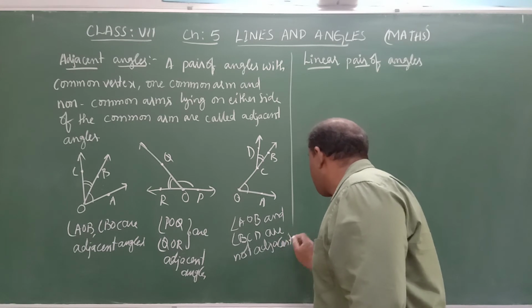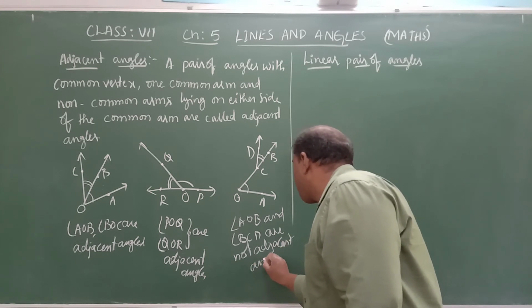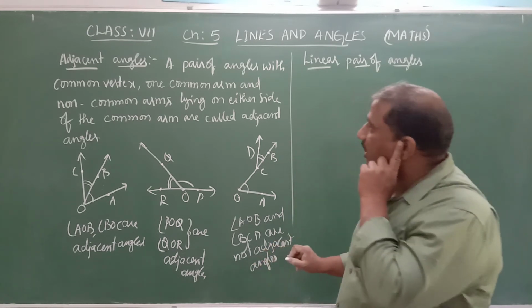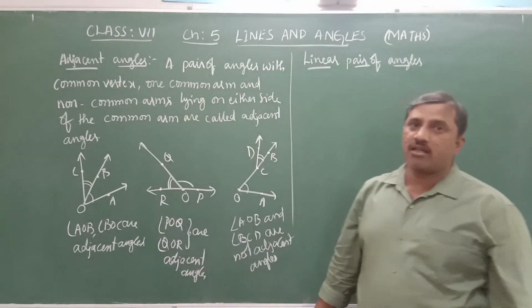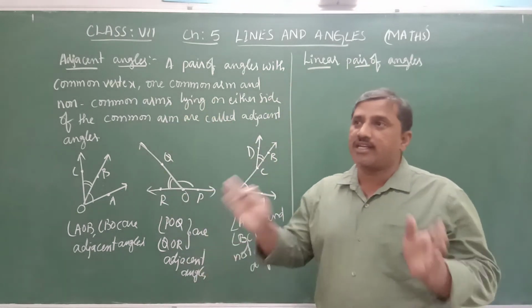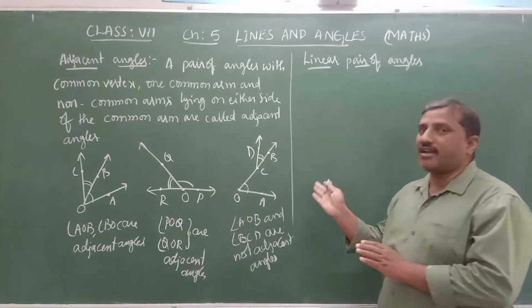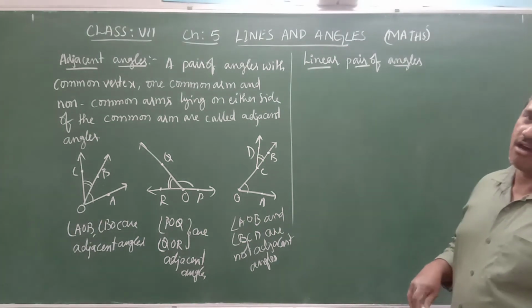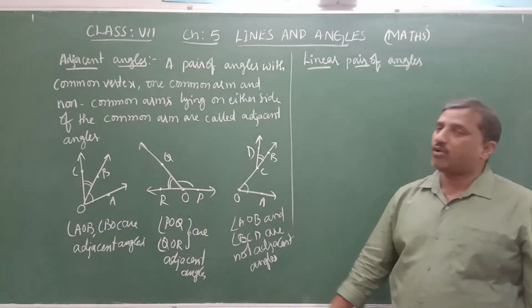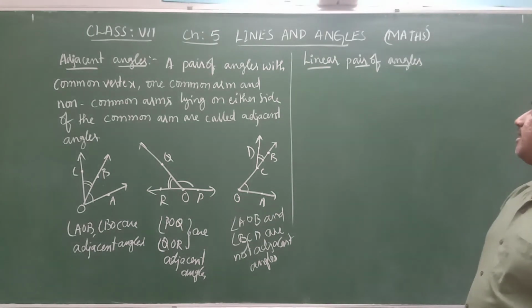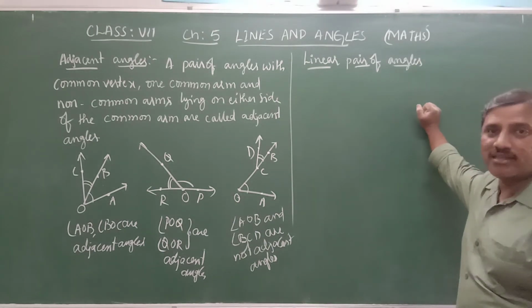I think you understand what adjacent angles are. Adjacent angles have one common vertex and one common arm, and the two non-common arms lie on either side of the common arm. Such angles are known as adjacent angles. Next, what are linear pair of angles?